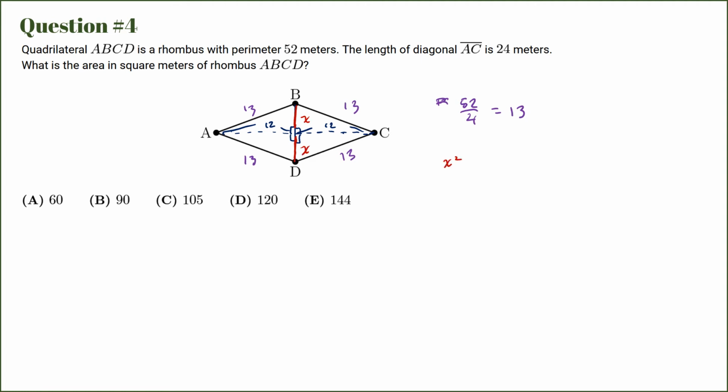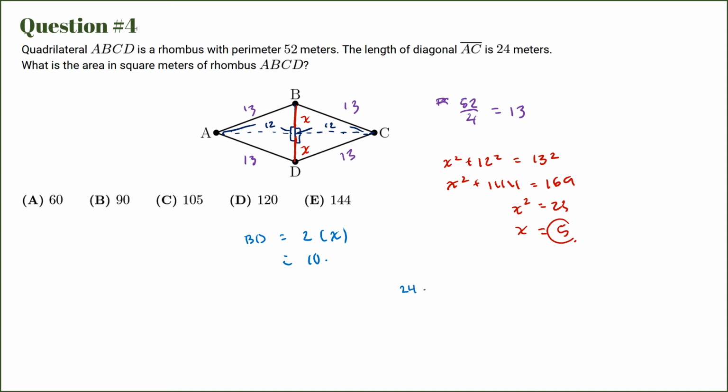Then x squared plus 12 squared equals 13 squared. x squared plus 144 equals 169. x squared equals 25. So x equals 5. Now we know that the length of BD equals 2 times x, and that equals 10. So to find the area of a rhombus, you multiply the two diagonals and divide it by 2. So 24 times 10 over 2 equals 120. So the answer is D.